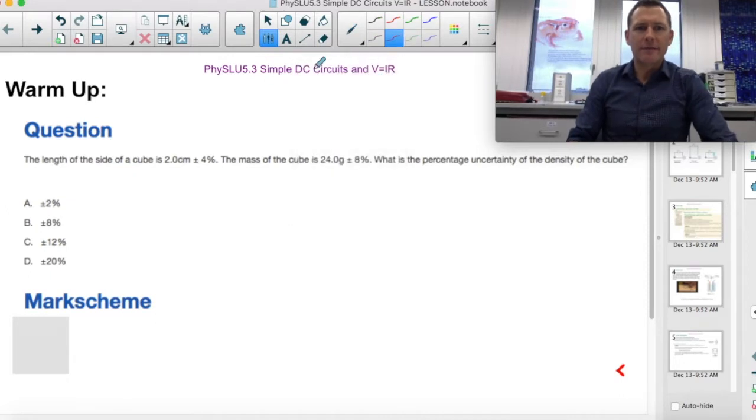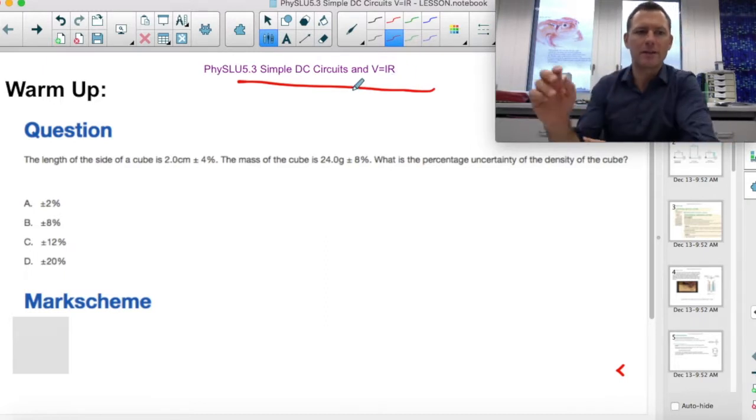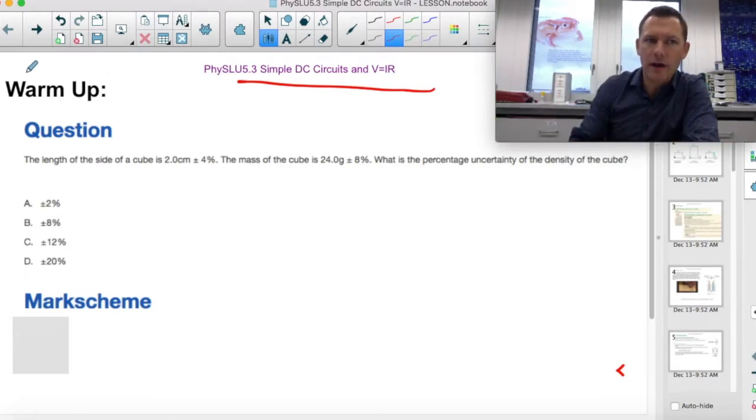This is 5.3 simple circuits, and looking at V equals IR, we did a little bit with that. It's going to come back into play here. Let's try another topic 1 question. Try that out, pause me.